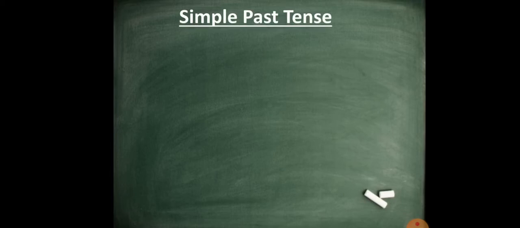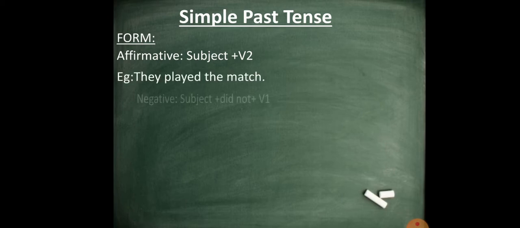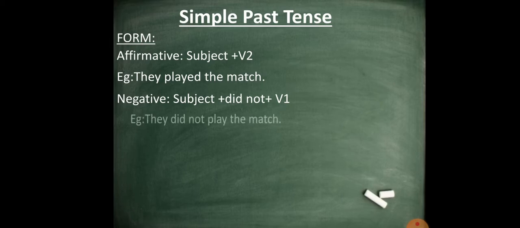Now we come to the formation of simple past tense, affirmative sentence. The second form of the verb is used in simple past tense affirmative sentence, and the formation is subject followed by the second form of the verb. Example, they played the match. The negative sentence in the simple past tense is formed by adding did not to the first form of the verb. Always remember, in the negative sentence of simple past tense, we use the first form of the verb. Let's see an example. They did not play the match.